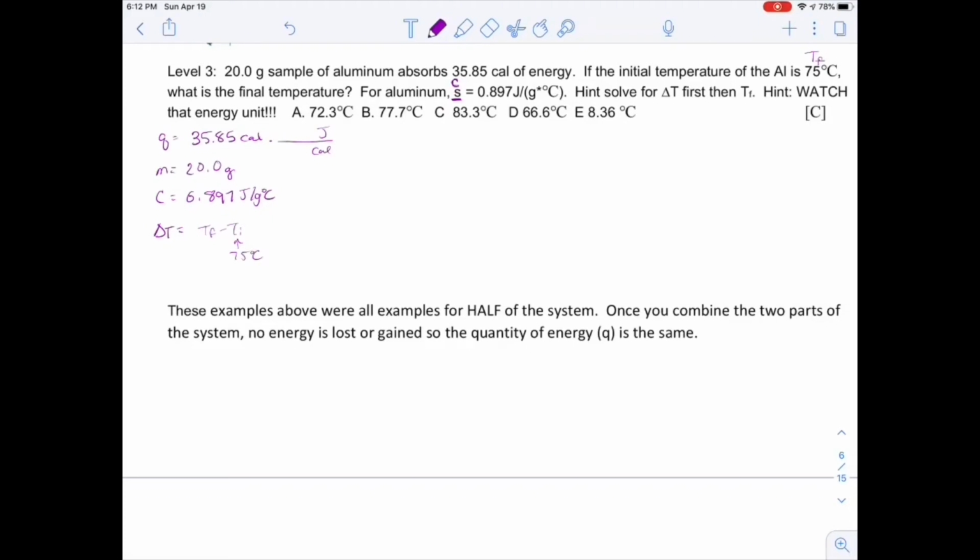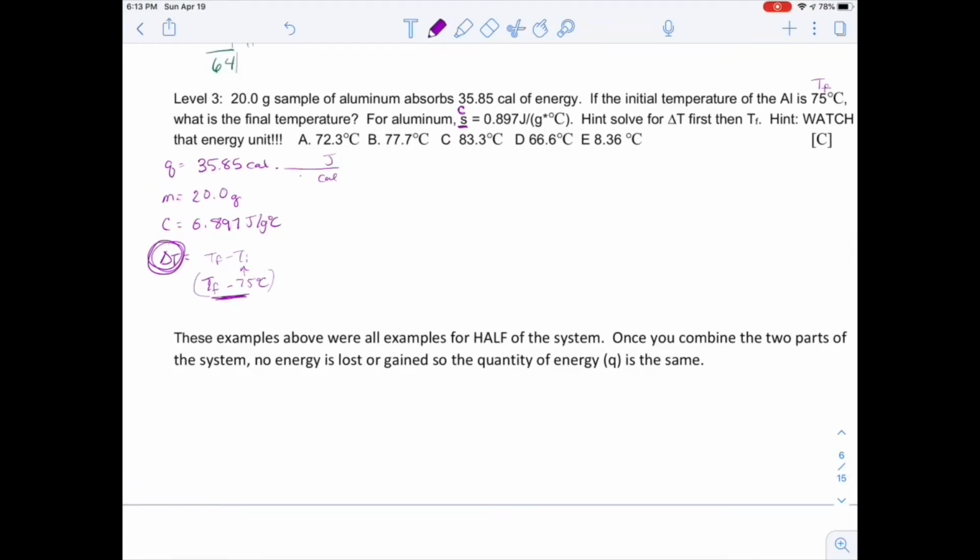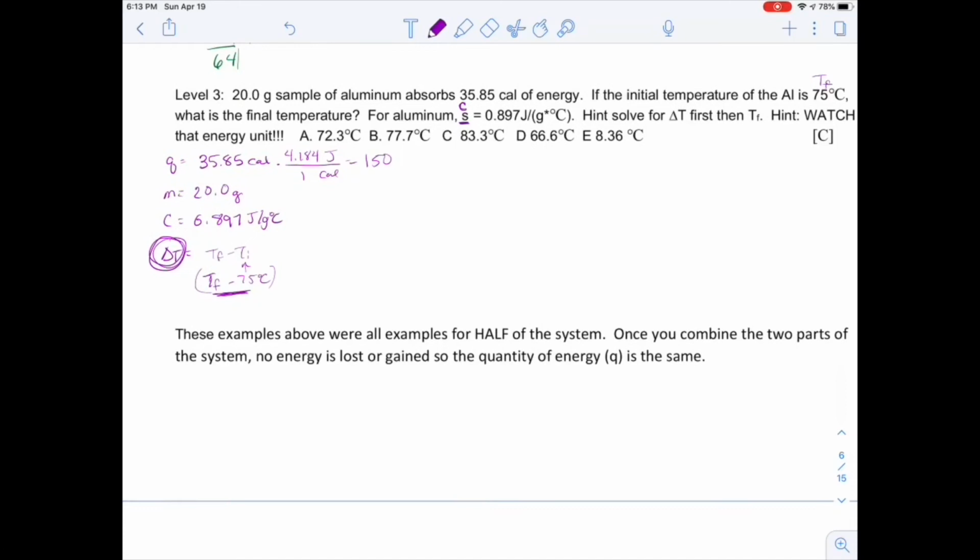The final is what we're solving for, so we can write it as T final minus T initial if we're trying to figure it out. I suggest solving for all of delta T and then substituting the T final minus the T initial after you've solved for delta T. It's easier math. You have to distribute numbers if you don't do it that way. Now I'm going to go ahead and fix my Q unit by using the conversion between calories and joules. So this gives 150.0 joules.